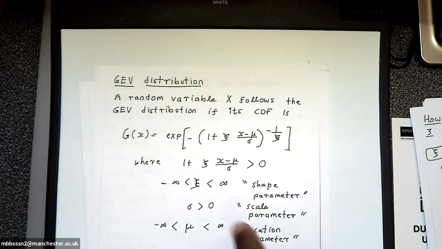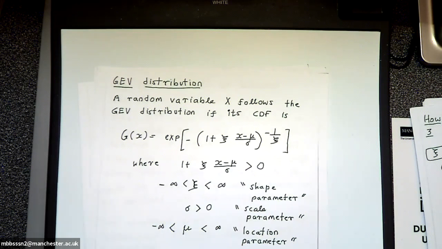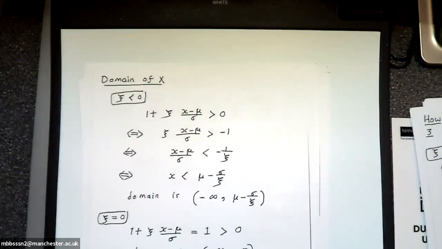And this is the CDF of the GEV distribution. It has 3 parameters: the shape parameter, scale, and the location parameter. And this is the notation for a GEV random variable. And so this formula combines the 3 limits into one. And before I talk about why that's the case, let's look at the domain.